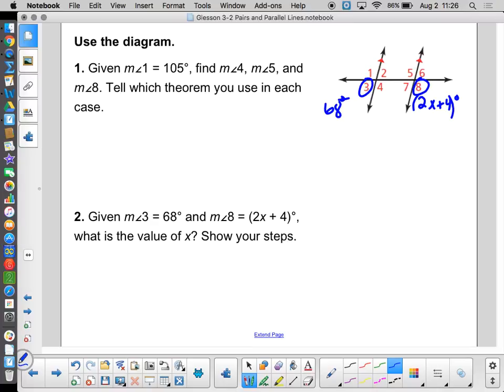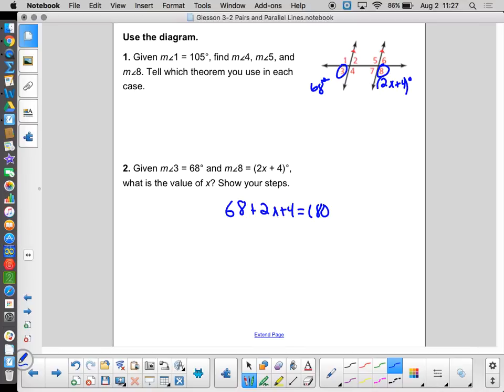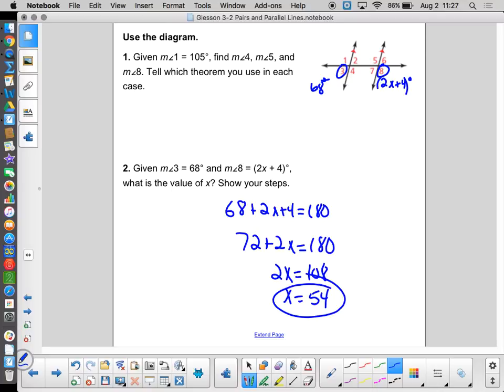But that's okay. I can see that one is acute and one is obtuse. They are parallel lines. So if they are not congruent, they're going to be supplementary. So I would just do 68 plus 2x plus 4 is 180 and show my work. So 2x is 108, so x is 54. And again, the question asks, what is the value of x? It does not ask the measures of the angles, so we may stop at that point.